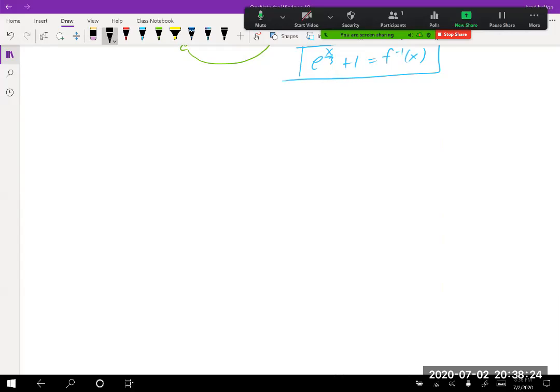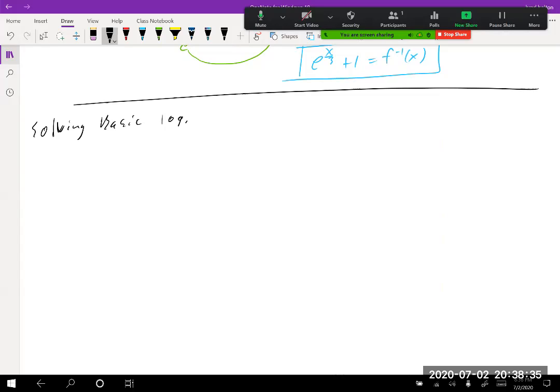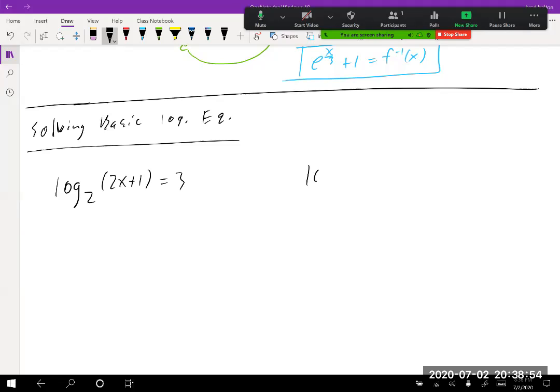Let's do some basic, solving basic logarithmic equations. So 5.6 is the harder one, so solving basic logarithmic equations, okay? I'm just going to say basic because 5.6 is worse. So these are all in terms of one logarithm. So let's take a minute to work on these. So we have log base 2 of 2x plus 1 equals 3. Let's say for this one, log base x of 343 is equal to 3.